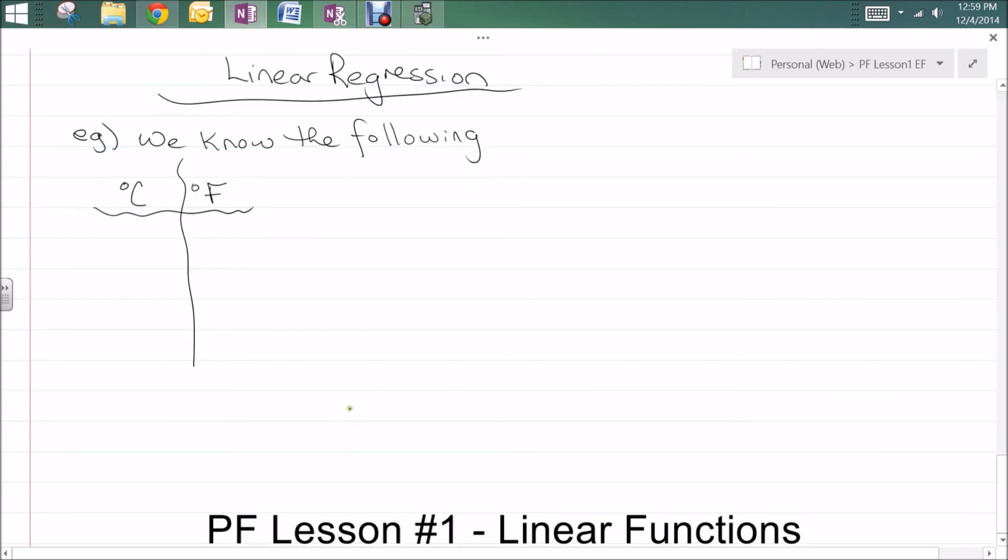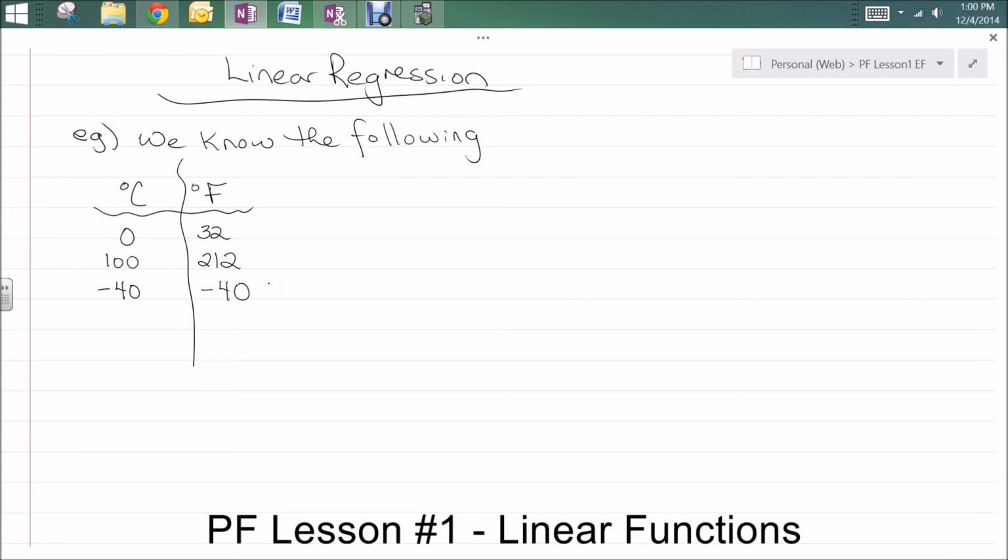Okay? But we know certain things. 0 degrees Celsius is 32 degrees Fahrenheit. 100 degrees Celsius is 212 degrees Fahrenheit. The spot where they're the same, minus 40 degrees Celsius is minus 40 degrees Fahrenheit. 40 below is 40 below. Okay. Once I have a series of points, if I want an equation, okay, I can use my calculator.